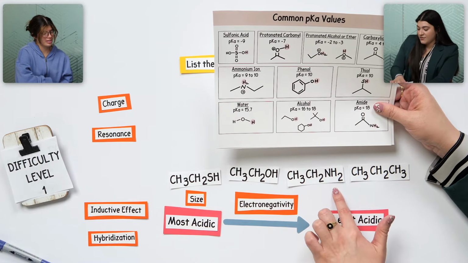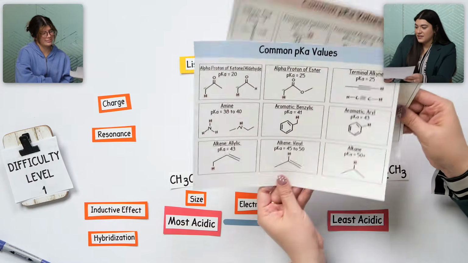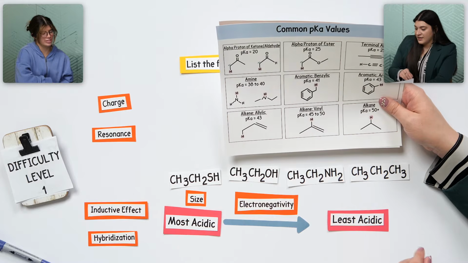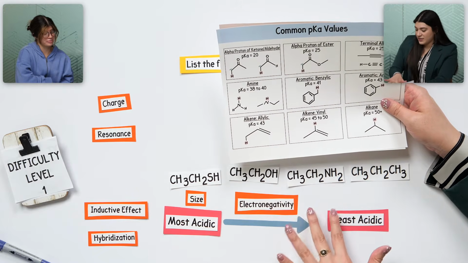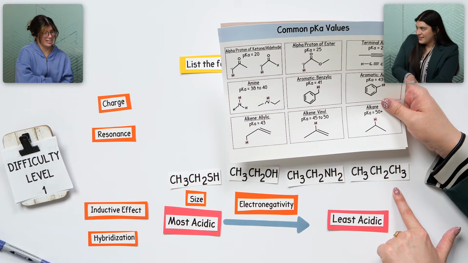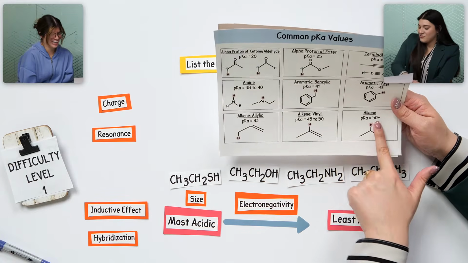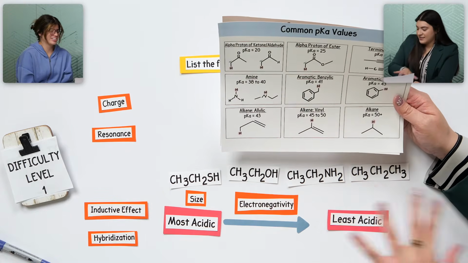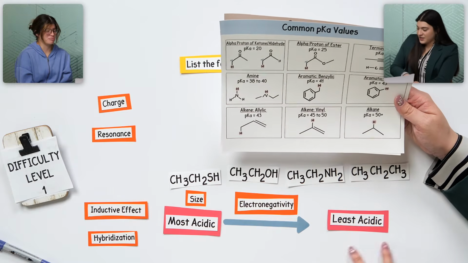We keep going down. Now I have NH2, which is a what? Amine. Yes, and that's a bit more basic. Oh, I see. So our amines are in the 38 to 40 range, so that's why it's at the end. What is this? That's just an alkane. Good, and that's the worst. I'd say that is the least acidic out of everything, around 50 plus. So that's why it's least acidic.